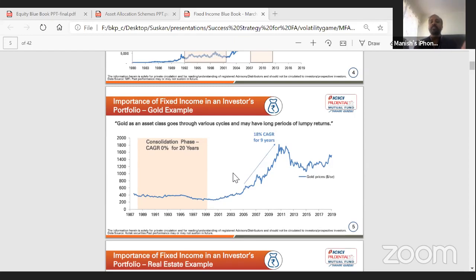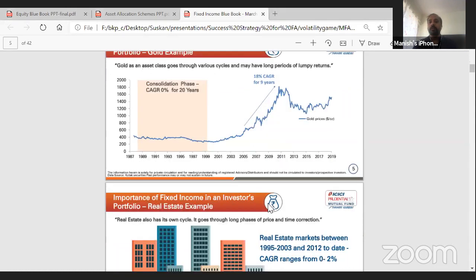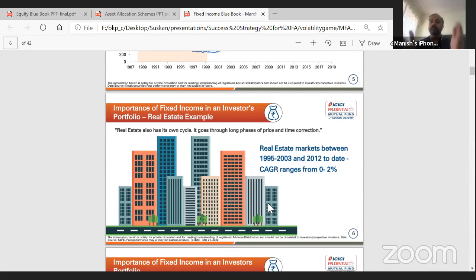Now the next slide, Kanak, if we go to the next slide, yeah, this is an asset class which is real estate. Let's take an example of real estate also.